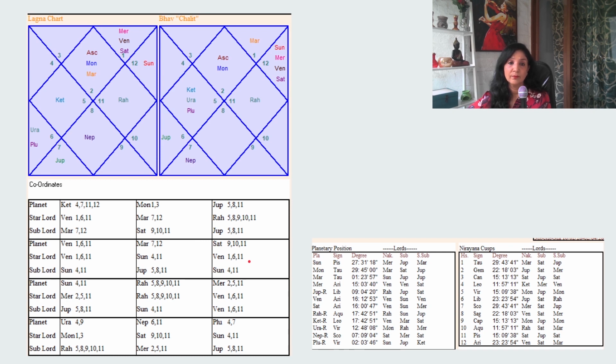So this gives 9, 10, 11, plus here we see that 1, 2, 3 and then 6, 7, 8 and even 10, 11 is seen. So many houses are involved. That means Saturn will give almost everything but with delay and after rejections.